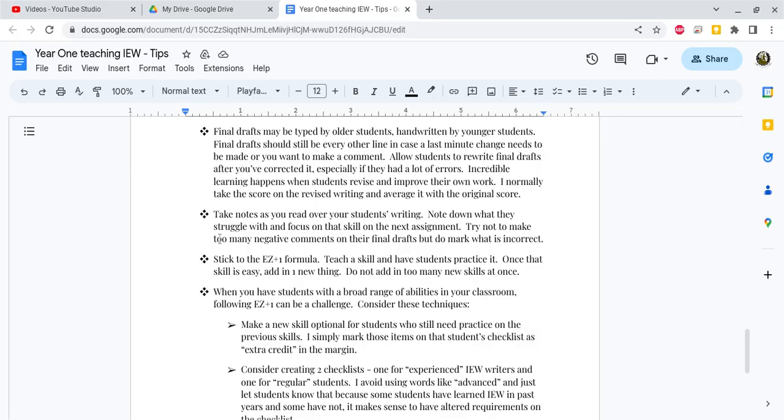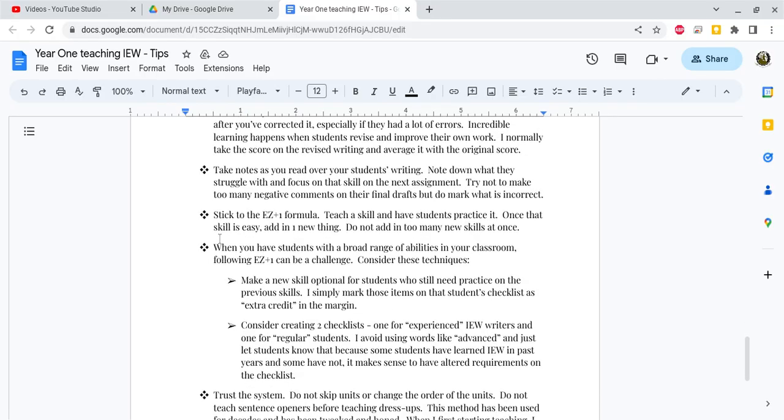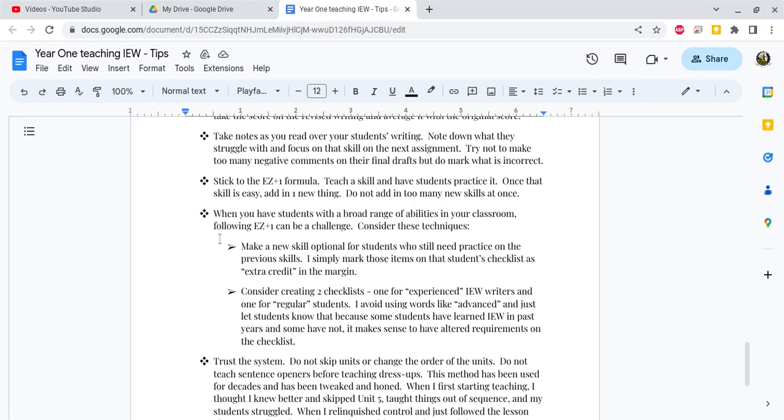Too many changes, though, and then I would have them rewrite it. But an occasional change here or there is fine. It also gives you space to make comments as you're correcting it. Speaking of correcting it, make sure you take notes as you're correcting their essays and pay attention to themes.